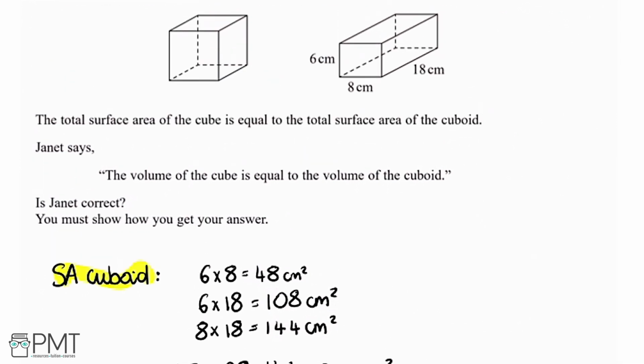Okay, we're told that the surface area of the cube is equal to the surface area of the cuboid. So we know this surface area must be 600 centimetres squared. So can we think of a way to work backwards and work out what the lengths of the sides are?